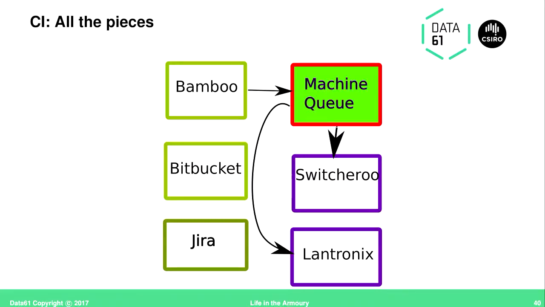So we still want individuals to be able to work on this stuff. So we've got a workflow. We've got this thing called machine queue, which doesn't actually do any machine queuing anymore. It used to. All it does now is acquire a lock. So you call MQ on a particular board, and it will lock that board and give you exclusive access until you release it. It then talks to the Lantronix and to the switcheroo to do all the stuff you need.